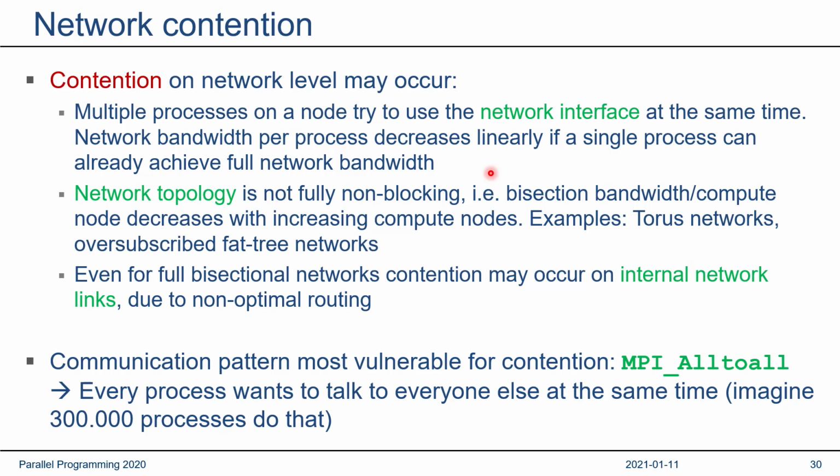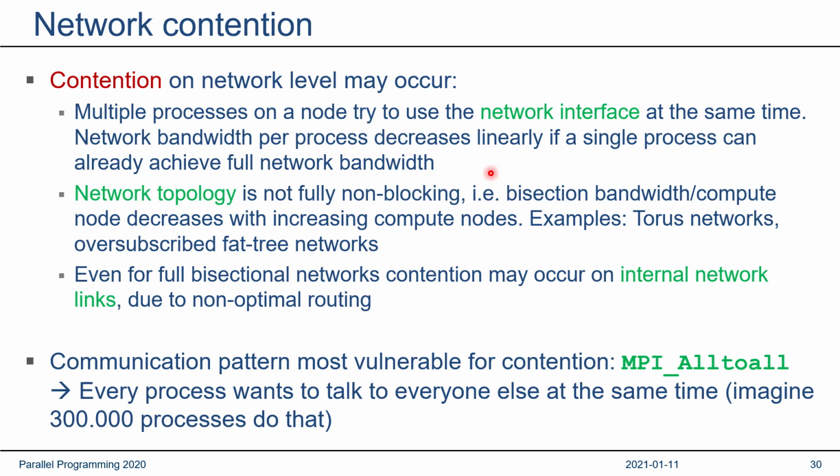Contention may also occur if the network topology is not fully non-blocking, so if the bisection bandwidth per node decreases with increasing compute node count. I covered that a little bit in the last lecture. Examples are torus networks or oversubscribed fat tree networks. So even if you don't have multiple MPI processes who want to communicate outside the node, you could still have contention because the network does not provide enough parallelism to sustain the number of messages flying around.